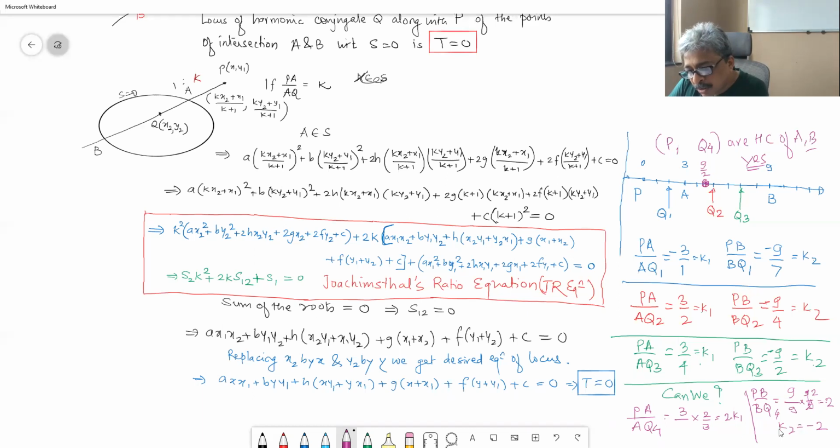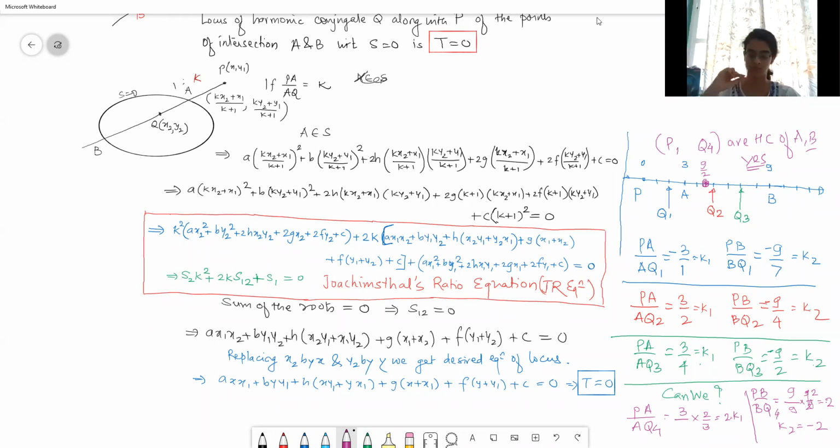Therefore, Q4 is the required point as far as this problem is concerned. That is why the sum of the roots, that is the sum of the k values, both the k values add up to 0, and hence this S12, the sum of the roots, should be 0. Is it clear, Yukta? Yes, sir. Thank you, sir.